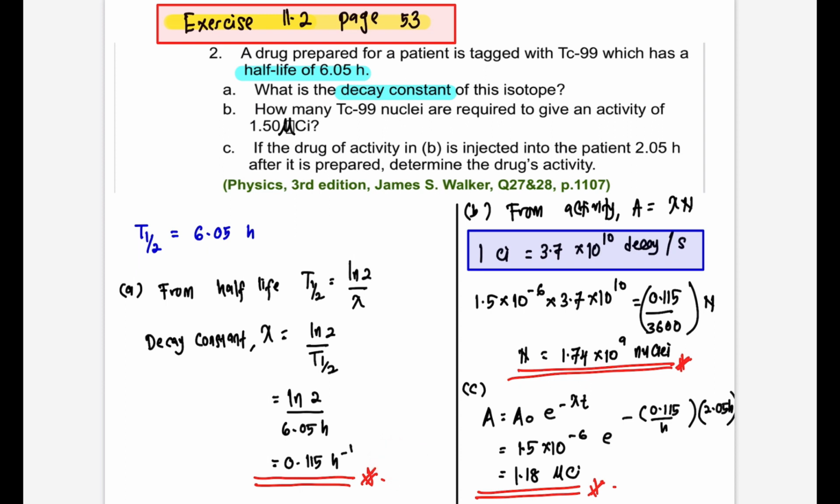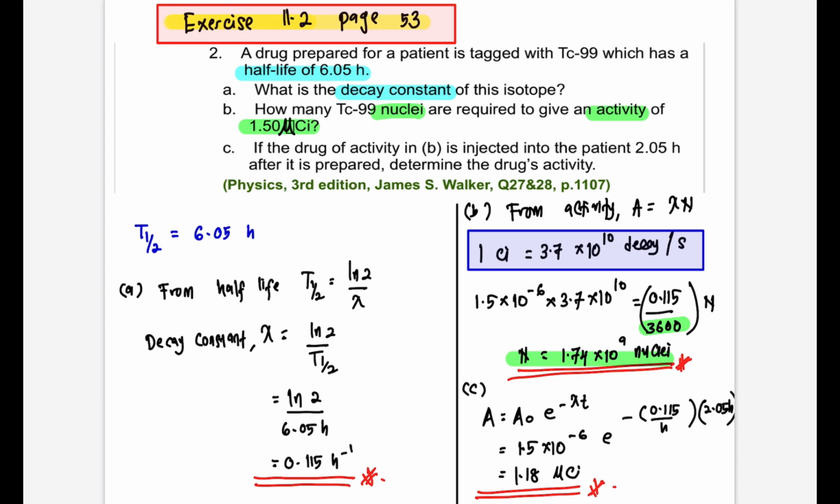Okay, for B, how many Tc-99 nuclei are required to give an activity of 1.5 microcurie? From the equation of activity, A equals lambda N, you need to understand that 1 curie equals 3.7 times 10 to the power of 10 decays per second. So we have to convert the activity in microcurie into decays per second, and so does the decay constant. We convert 0.115 per hour into per second by dividing by 3600 seconds, and then we will get the number of nuclei, which is 1.74 times 10 to the power of 9 nuclei.